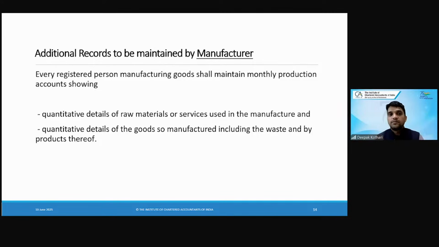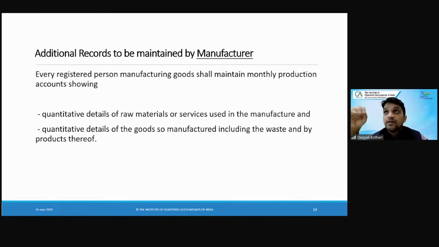So each category of people will have different records to be maintained. So next we'll see what has to be maintained by a service provider and further such categories. Why waste and byproduct? Very good question. क्योंकि waste and byproduct also is liable to GST.